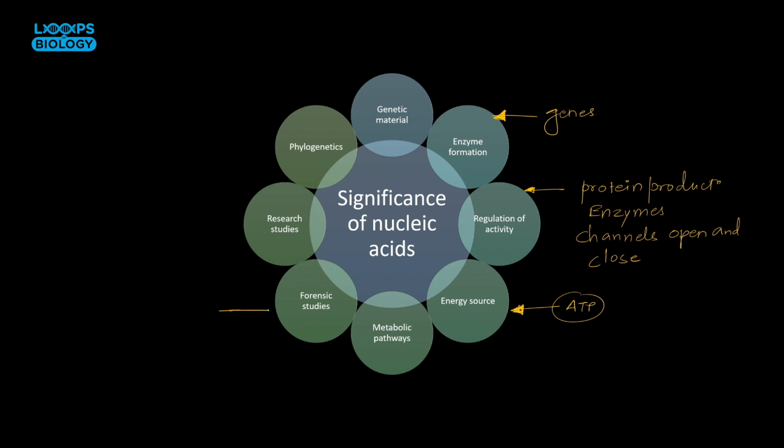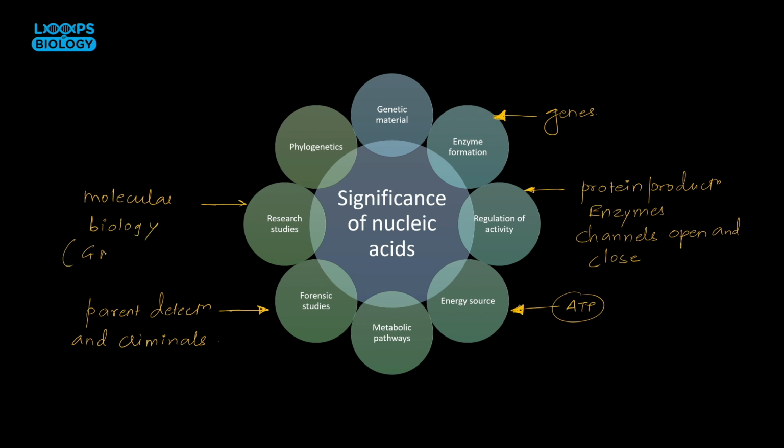Then there are forensic studies, that means parent detection and criminals, right? That is studied in forensic study, while there are also research studies inside your molecular biology. Genetically modified organisms are basically formed through these particular studies. And there is phylogenetics, that means the relations between organisms can be found out by phylogenetics.